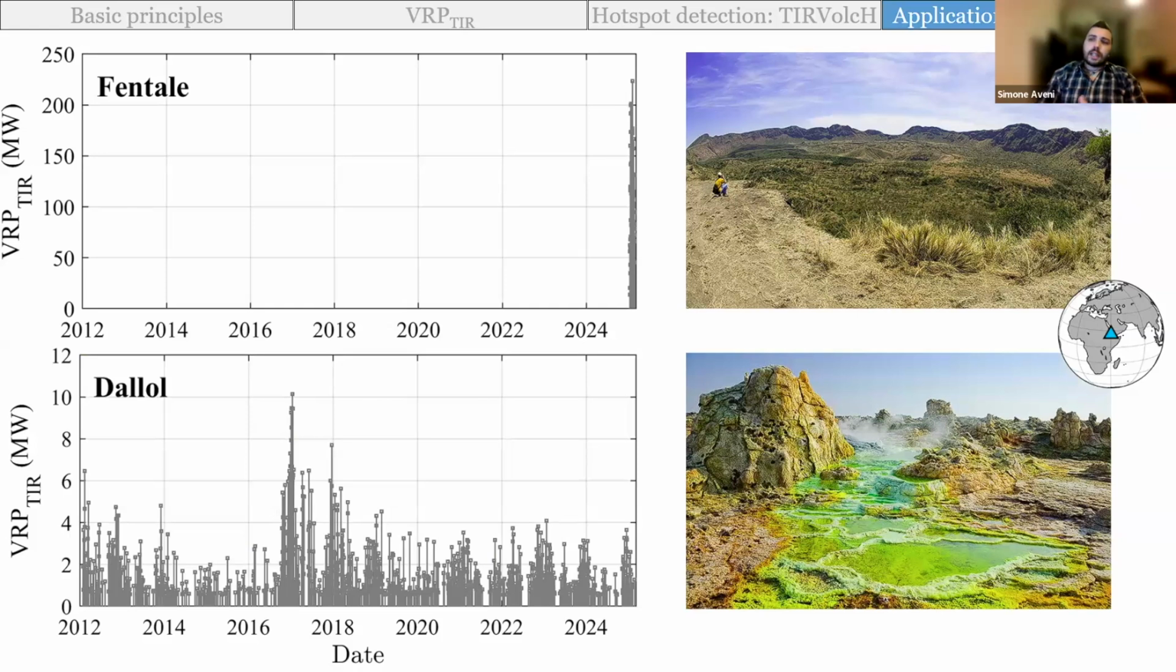But we still can get a thermal signal. For instance, here we can see that something happened in 2017. Here we saw some thermal anomalies, some warnings, let's say, some quantifications. And this was just for low to moderate temperature thermal anomalies. But how can TIRVOL be useful also during eruptive crisis?